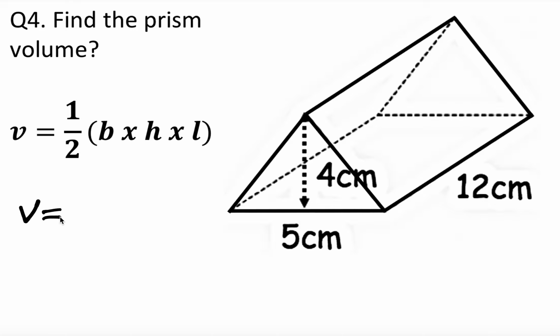V equals half, the base is 5 centimeters, times the height, which is shown on here as 4, and the length, it's 12 centimeters long. So we just put that into our formula, like so, and then we calculate it out. Has anybody got a calculator with them to do this?